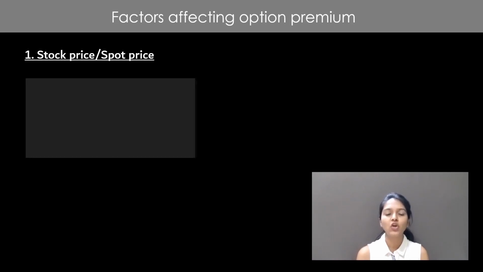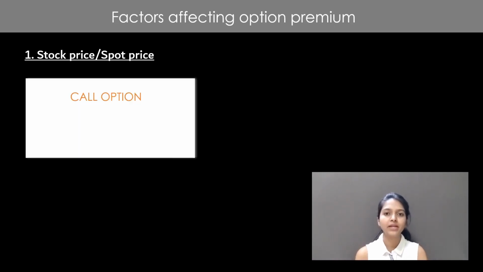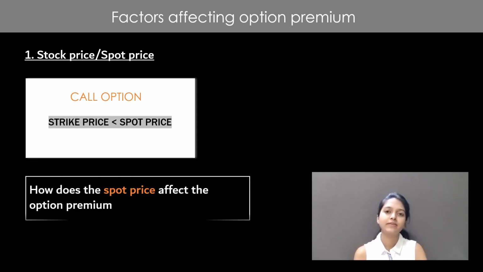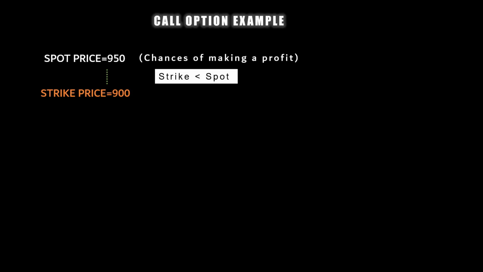In the case of the call option, the option buyer makes money when the strike price of the underlying is less than the spot price. The reason is the option buyer buys the underlying at a lesser price compared to the market price. Now the question is, how does the spot price affect the option premium? Suppose the strike price is 900. If the spot price increases to 950, there is a higher chance of the option buyer making a profit because the strike price is less than the spot price.